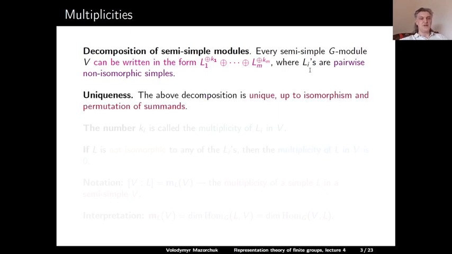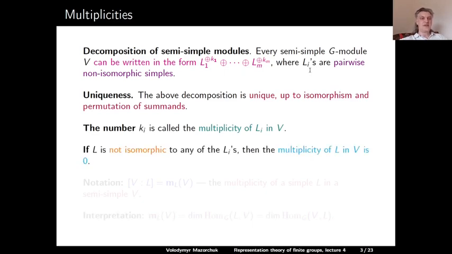And we have seen the uniqueness result, which says that this decomposition is unique up to isomorphism and permutation of summands. The number Ki is called the multiplicity of the simple module Li in V. If some simple module L does not appear in this decomposition, then we say that its multiplicity in V is 0. The usual notation for multiplicities is either V over L or ML of V. This is the multiplicity of a simple module L in a semisimple module V.